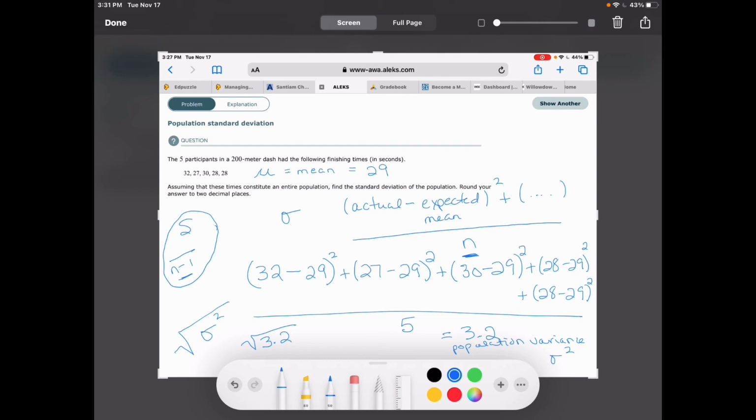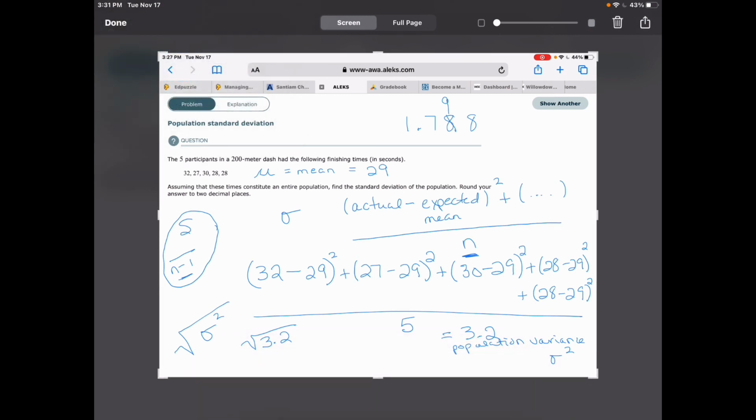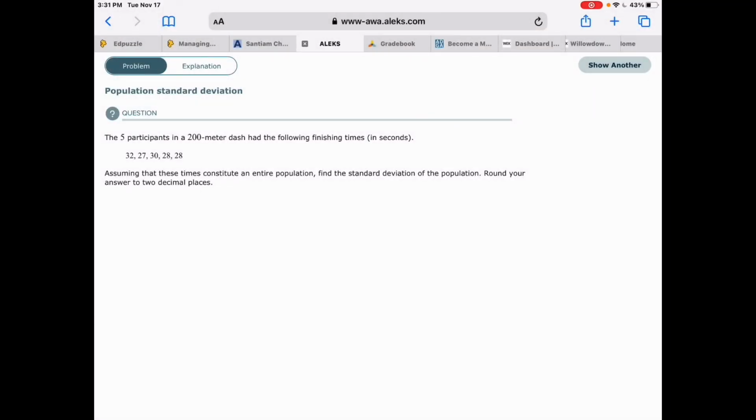So I'm going to call that 1.78, but the next number is an 8, so I'm going to make that a 9. So 1.79. Oh, I don't get to enter that. I wanted to be able to check myself. Well, that's the way it is.